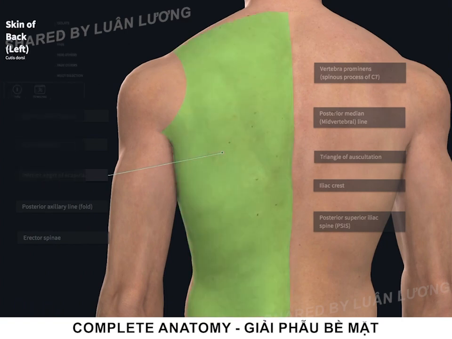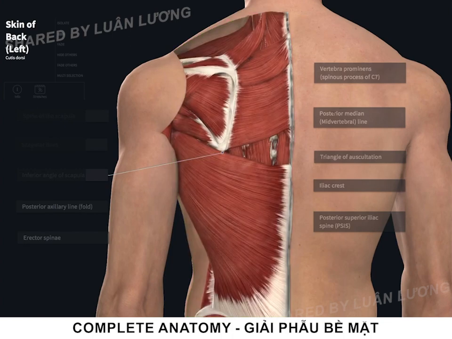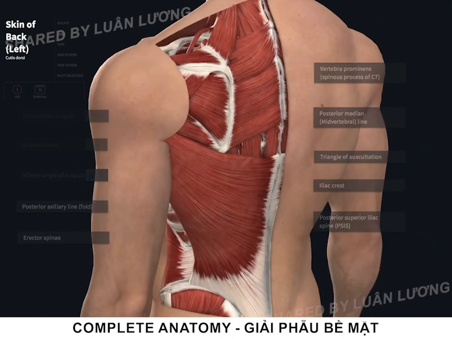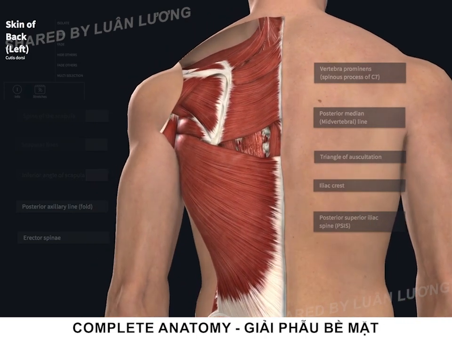If a patient were to lean forward, they would be able to have this triangular window enlarged, which will ease the ability to listen to the health of the lungs in that individual.